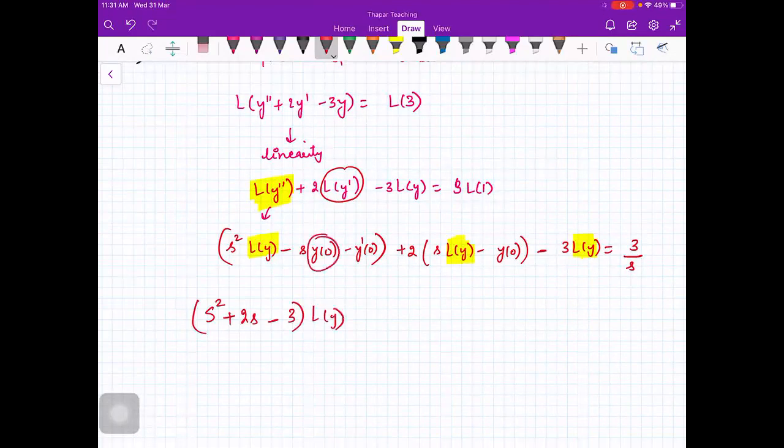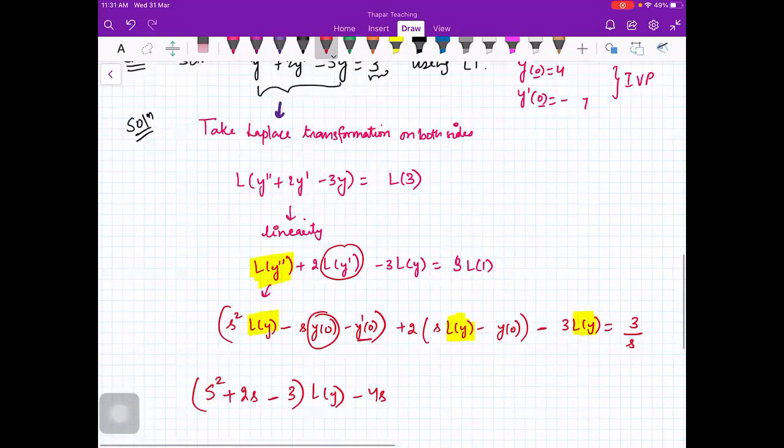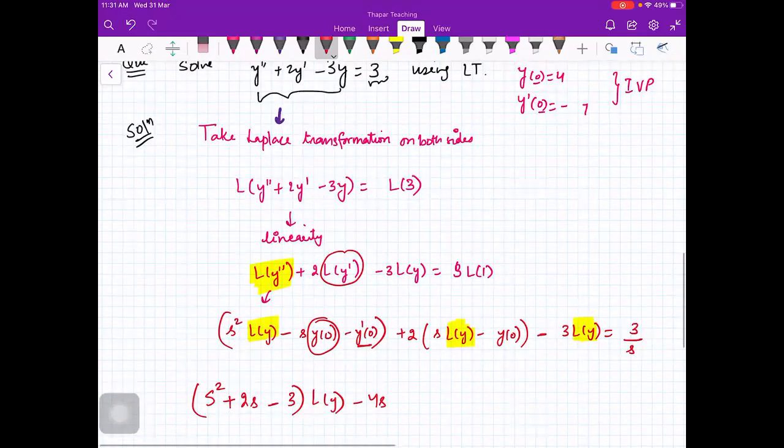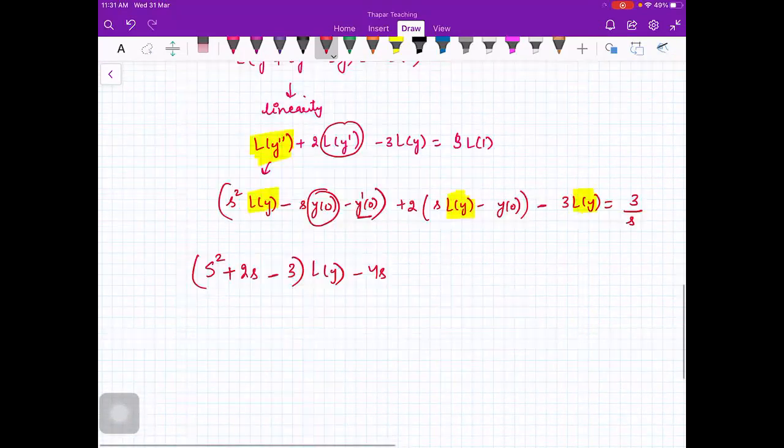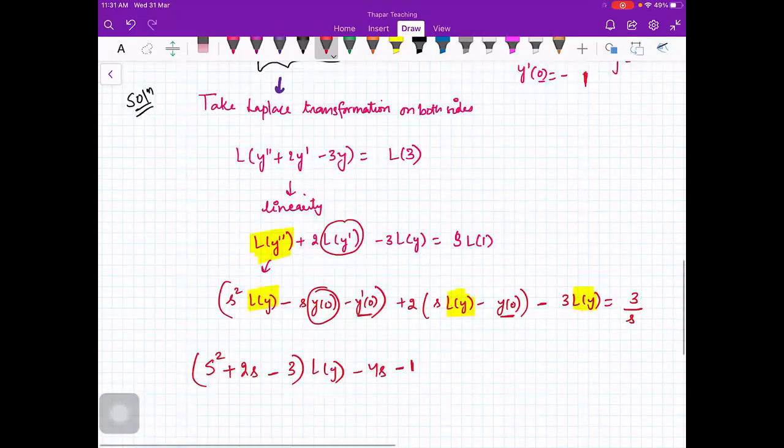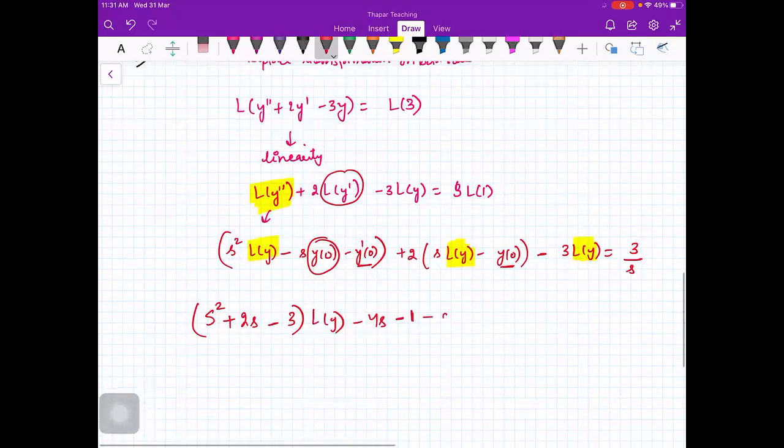What is the value of y of 0? Y of 0 is given to be 4. So this is minus 4s. And what is y dash of 0? That is minus, this is minus 1, not minus 7, sorry. Okay, so that is minus 1. Is that thing clear? Anything else we have? We have here also, right? This is y of 0 is 4. So this is minus 8. Okay. Is this clear?